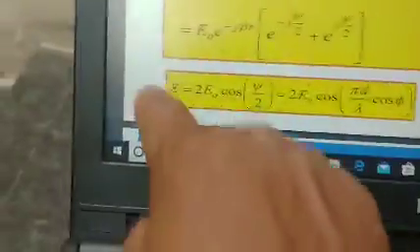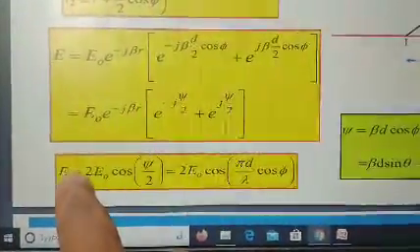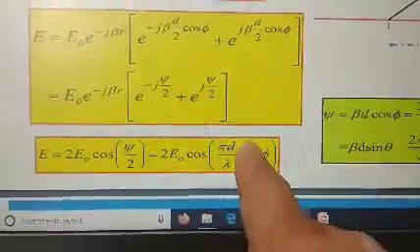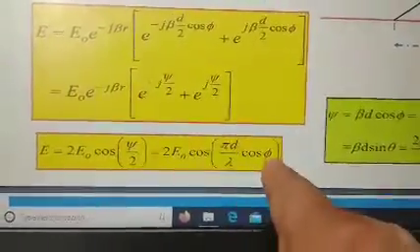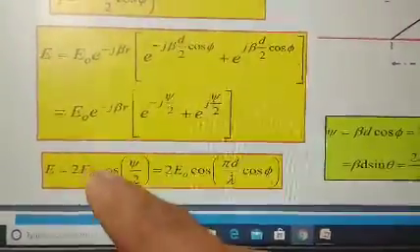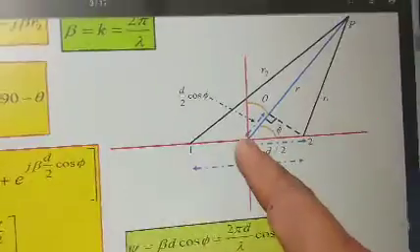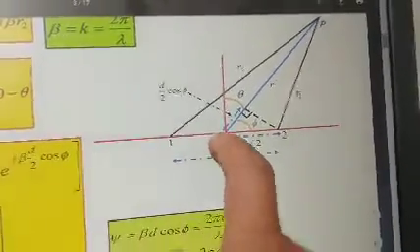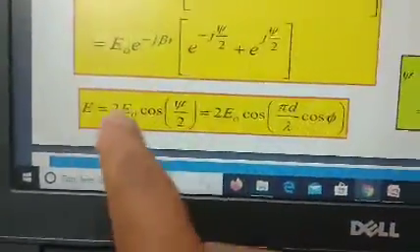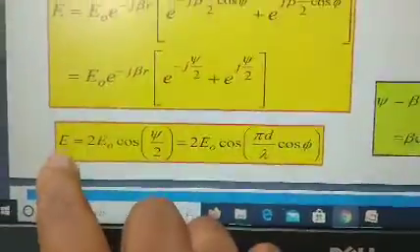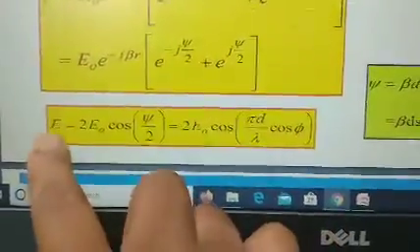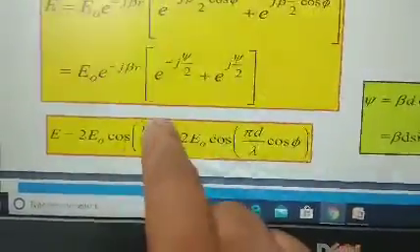Then the final expression we have seen here is E equal to 2E0 cos psi by 2, which is equal to 2E0 cos of pi d by lambda cos phi, because psi is equal to beta d cos phi, and d cos phi is the distance with respect to the central point. While normalizing this equation, we take 2E0 equal to 1, hence the equation is E equal to cos psi by 2.